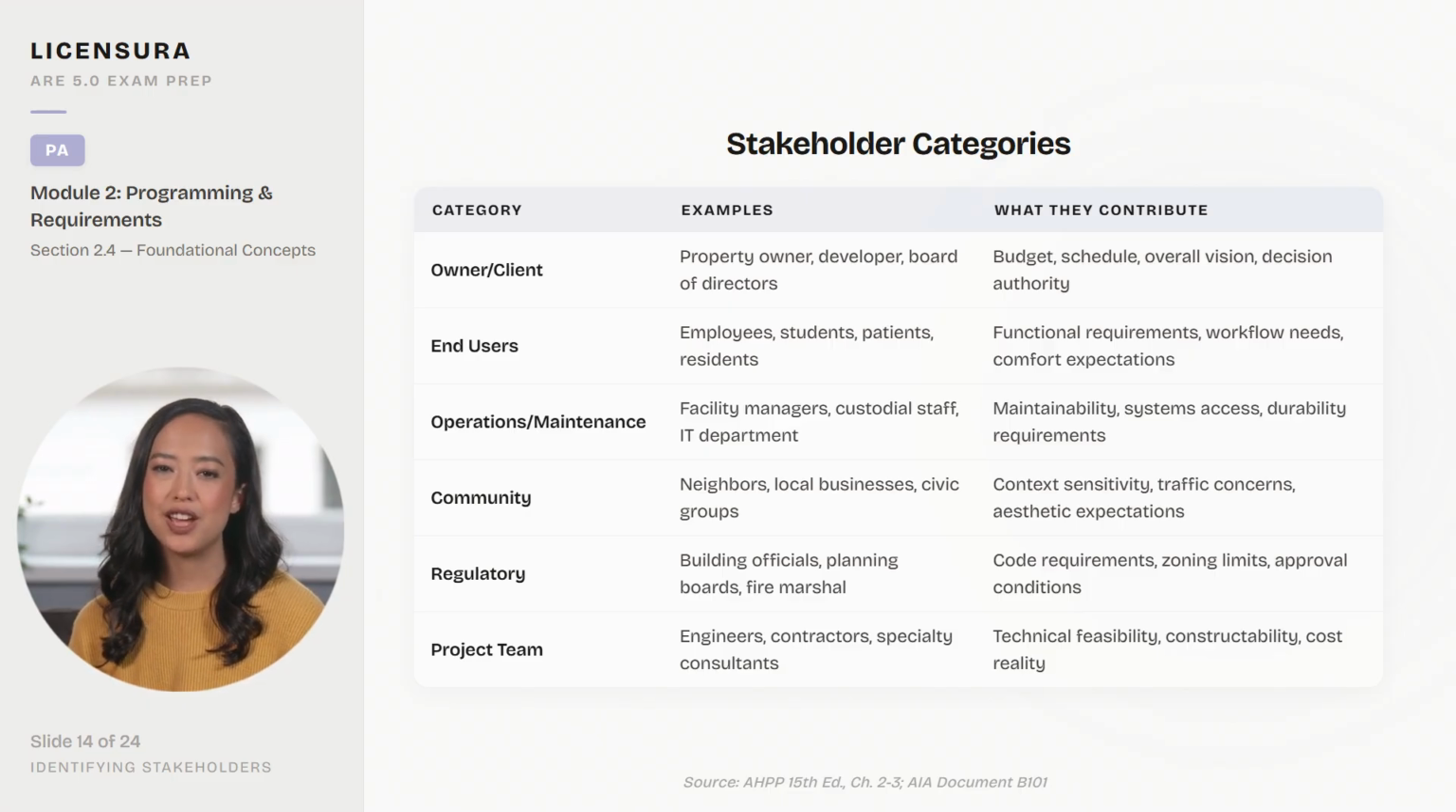The owner provides budget, schedule, and decision authority. End users contribute functional requirements and workflow needs. They know how the building will actually be used. Operations and maintenance staff contribute durability and maintainability requirements that designers often overlook. Community stakeholders bring context sensitivity and aesthetic expectations. Regulatory stakeholders define code and zoning constraints. And the project team brings technical feasibility and cost reality. Missing any one group during programming creates blind spots that surface expensively later.